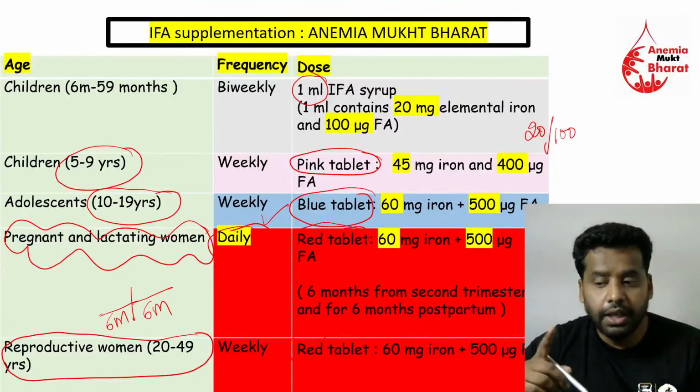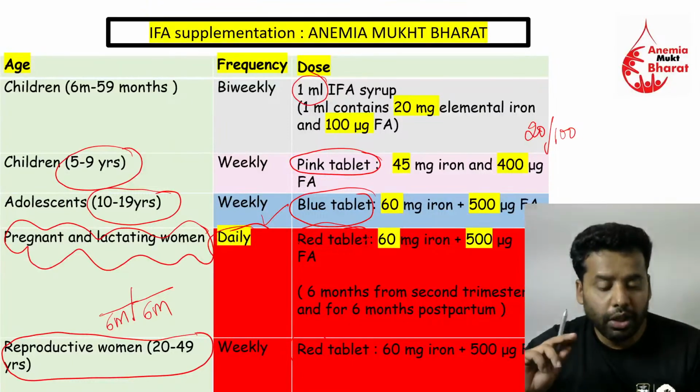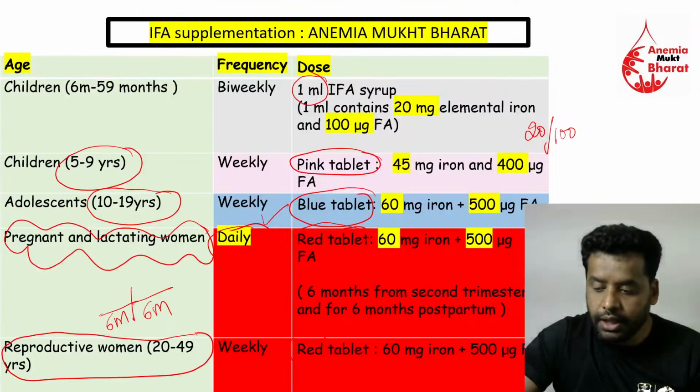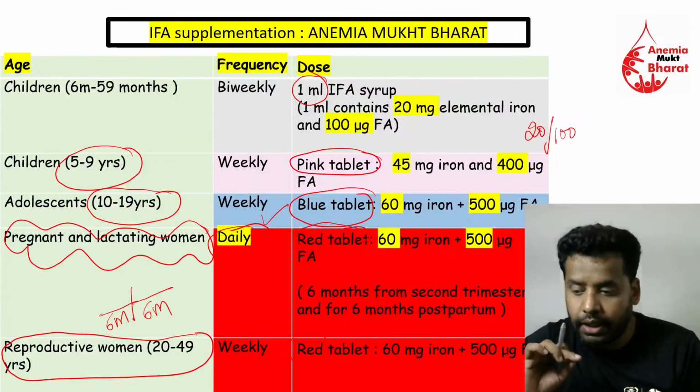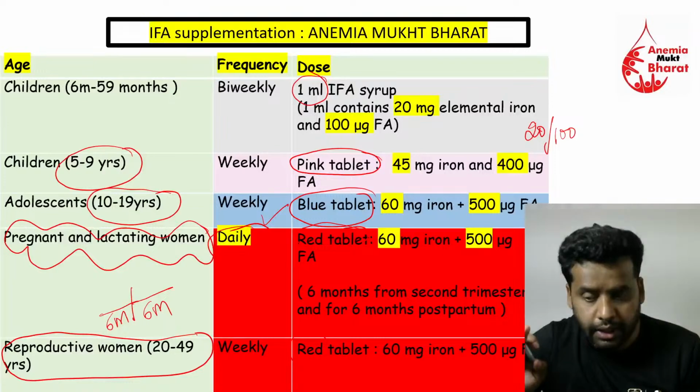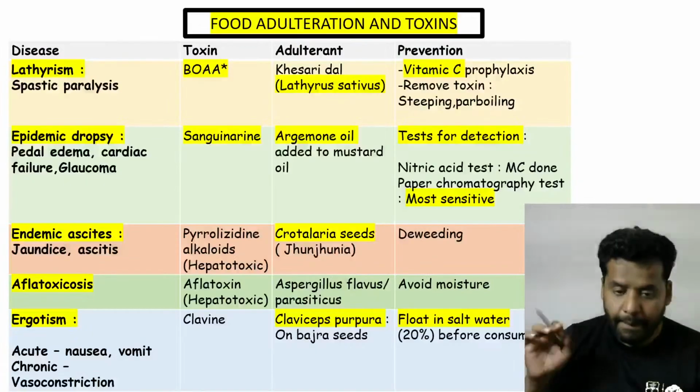What will the pregnant get? Daily 1 red color tablet. What will the reproductive women get? Weekly once red color tablet.